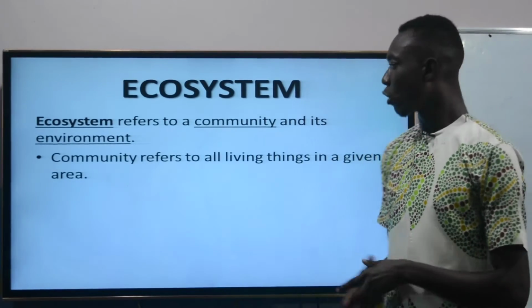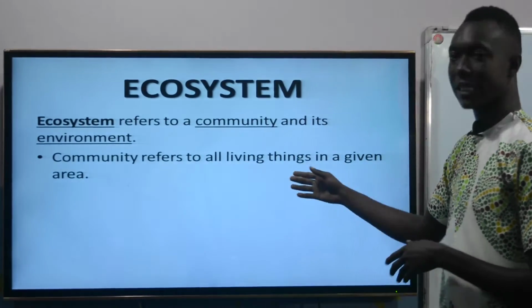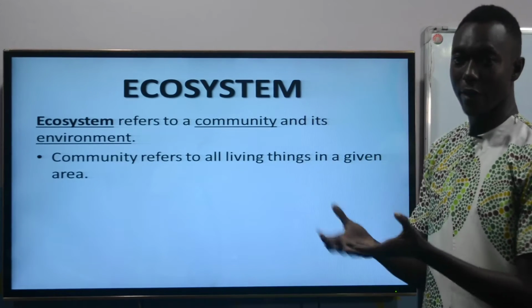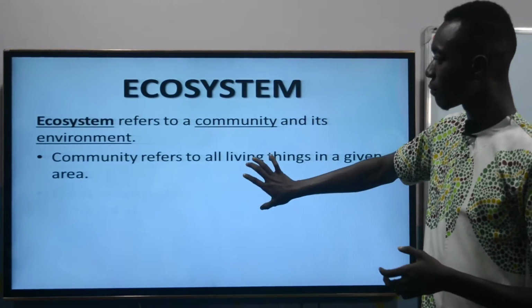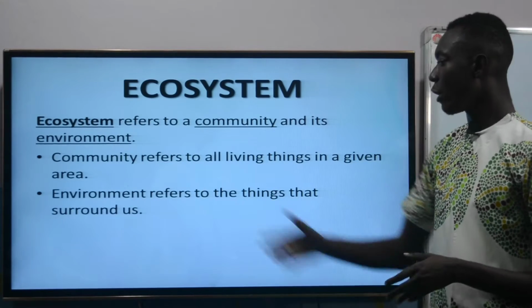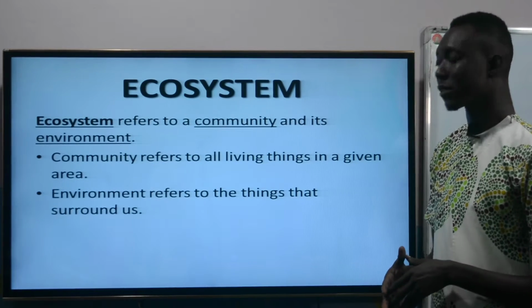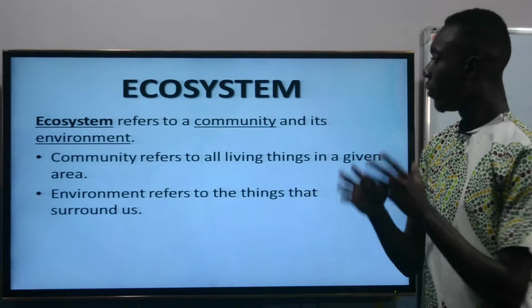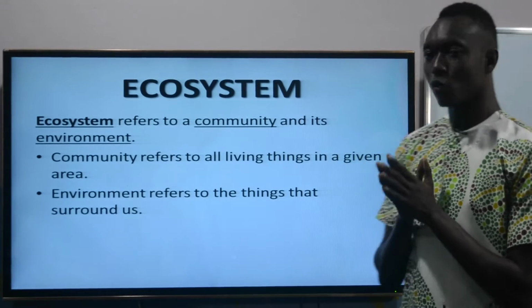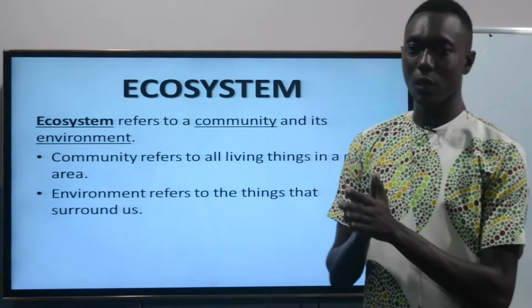So simply put, community refers to all living things in a given area. I hope you've taken note of that. Environment refers to the things that surround us. These things come together to form what we call an ecosystem.